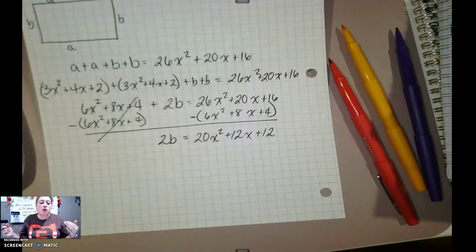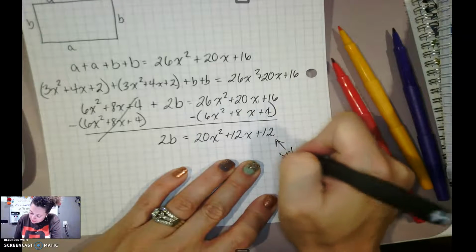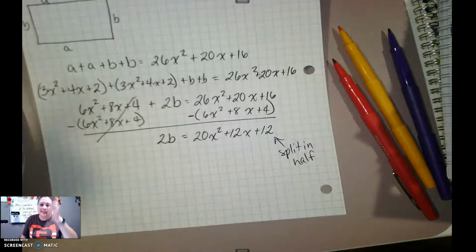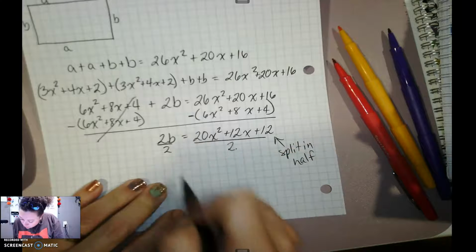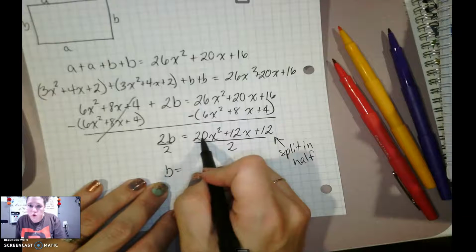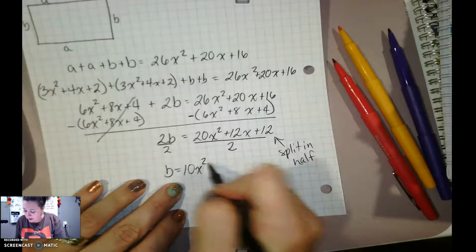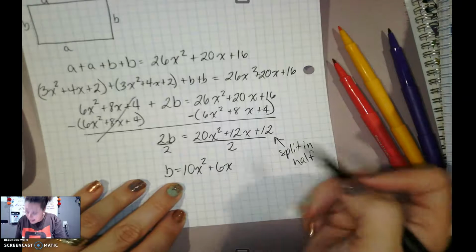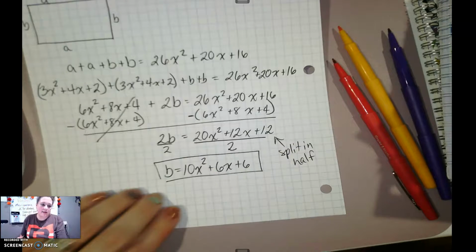Now, that tells us what two of the b's are. We want to know what one is. So I need to split this in half. And think about what operation splits things in half. You guessed it, division. So I'm going to divide both sides by 2. B equals, what is half of 20x squared? It would be 10x squared. And what is half of 12x? It would be 6x. And then what is half of 12? It would be just 6. So B equals that. Okay?